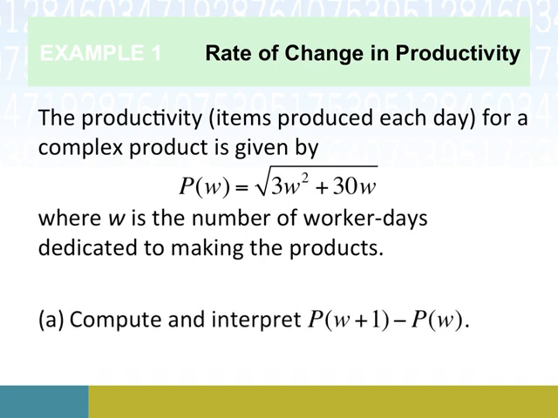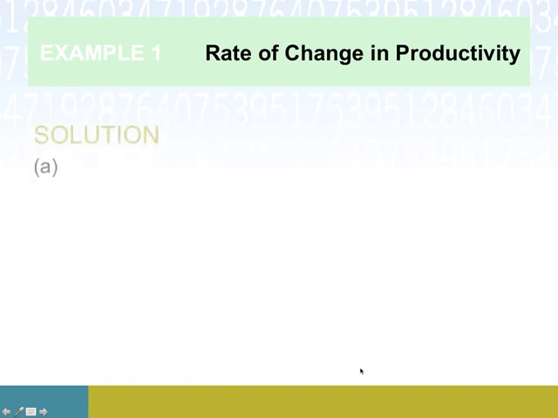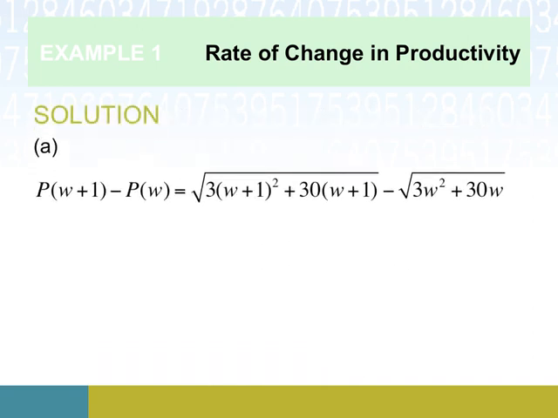So the first thing we're supposed to figure out is to compute and interpret this expression. This is a little bit unusual because we generally interpret when we've got actual values rather than variables plugged in, but it turns out we can still write something meaningful here. And then we'll do this for an actual concrete value. So for 6 and 5, we'll figure out the productivity difference, and then we'll compare this to whatever the derivative is.